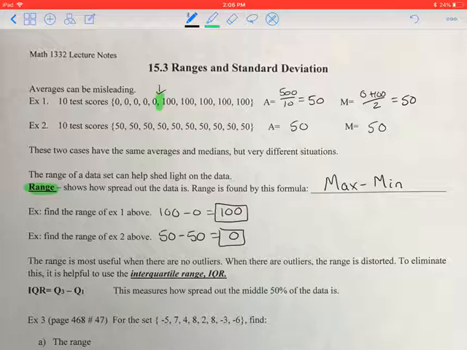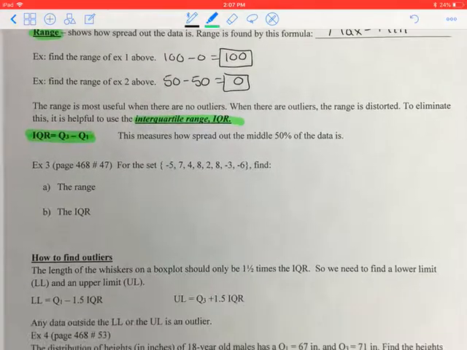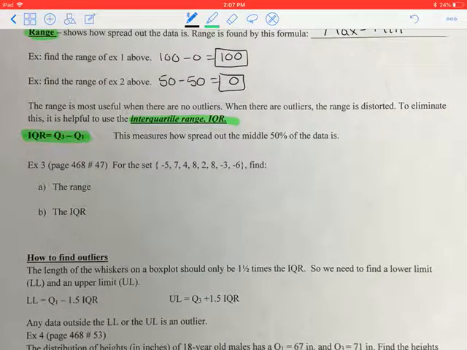Now the range is most useful if we don't have any outliers. So an outlier would be a very small or large number that doesn't really fit in with the rest of our data. So sometimes we use what's called the interquartile range. And this is going to be quartile 3 minus quartile 1. So if you remember, in the last section we learned how to find the quartiles. So if we look at our next example, if this one looks familiar, we did this one in the last section. So let's go ahead and put our data in order from least to greatest.